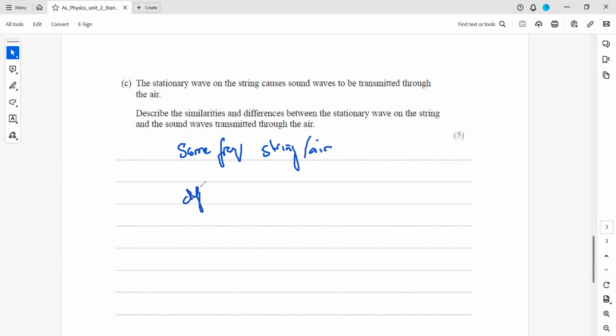And what will be different? The speed will be different, because two different mediums are there, so the speed of a wave will be different. It depends on the medium.